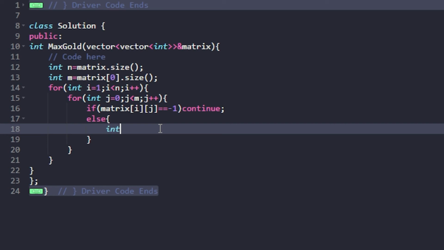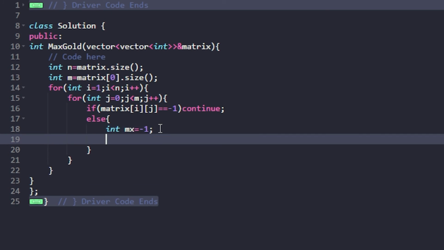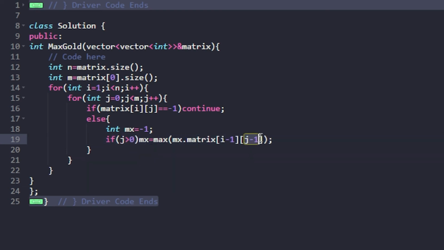I will take a variable, for example, mx, which will be -1. Now I will take the maximum. First, to avoid the overbound, I will also take a condition: if j is greater than 0, then only we will take mx is equal to max of mx comma matrix[i-1][j-1], because if j is equal to 0, then this element will not be present.